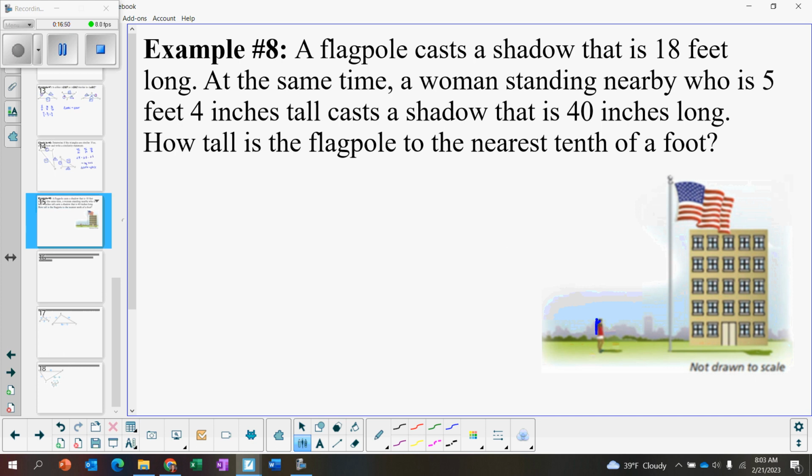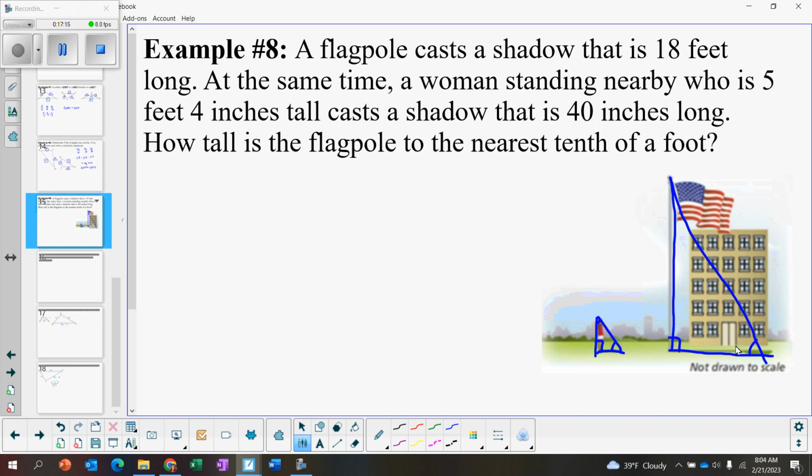I have actually created two triangles here, and both of them have a right angle, because we're going to assume both the person and the flagpole are standing up at right angles. In addition to that, because there is only one sun on Earth, and we're standing relatively close together, the angle formed by the sun will be the same. So these triangles are similar by AA.